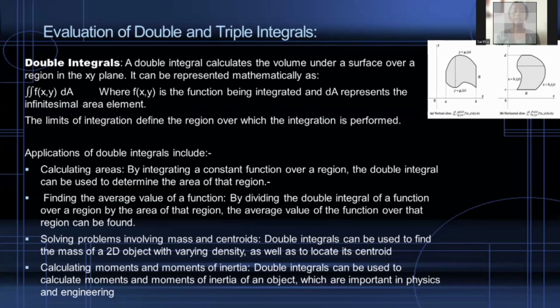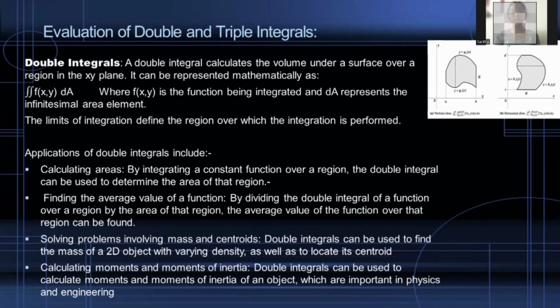Some common applications of double integrals include calculating areas, finding the average value of a function, solving problems involving mass and centroids, calculating moments and moments of inertia. In calculating areas, by integrating a constant function over a region, the double integral can be used to determine the area of that region. Finding average values of a function: by dividing the double integral of a function over the region by the area of that region, the average value of a function over that region can be found.